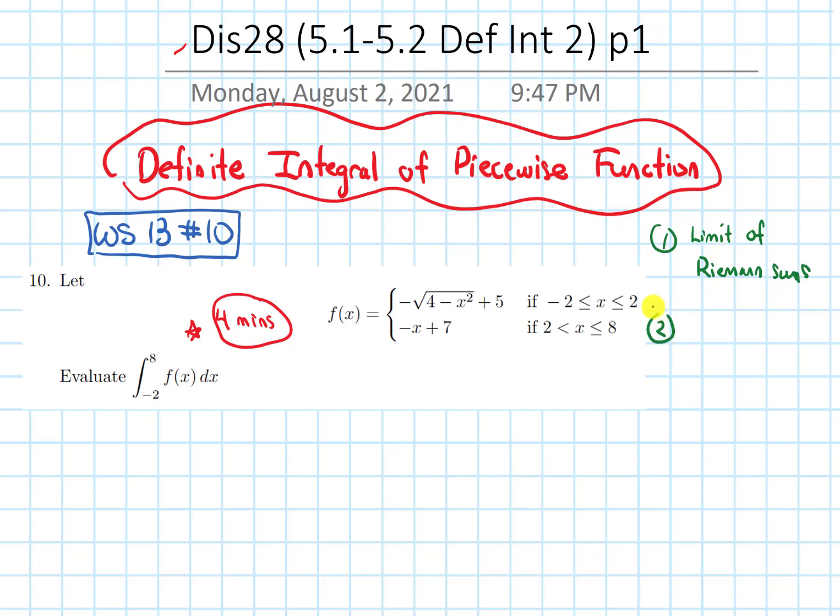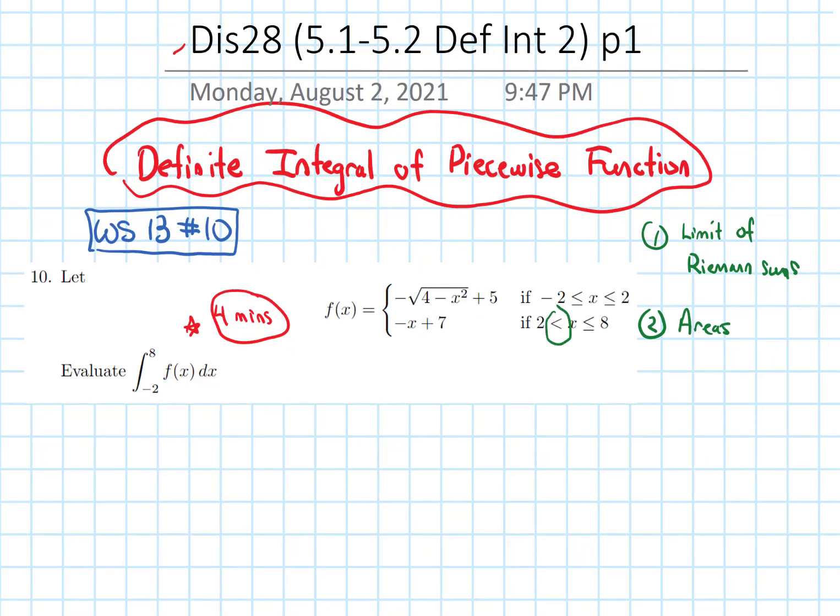And the other way that we know right now to handle definite integrals is to think about them as areas. So if the graph of our function is simple enough, so linear or circular paths, then using the area approach can be helpful. And for this particular piecewise function, each of these pieces has a nice shape.